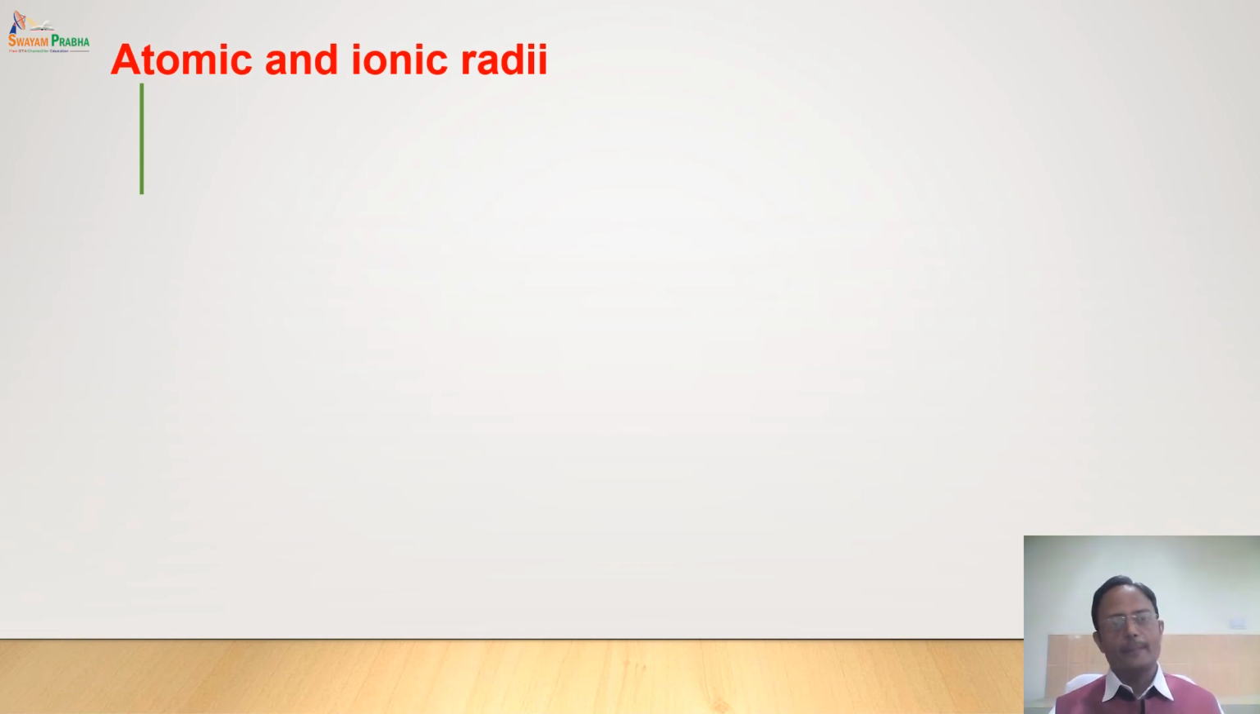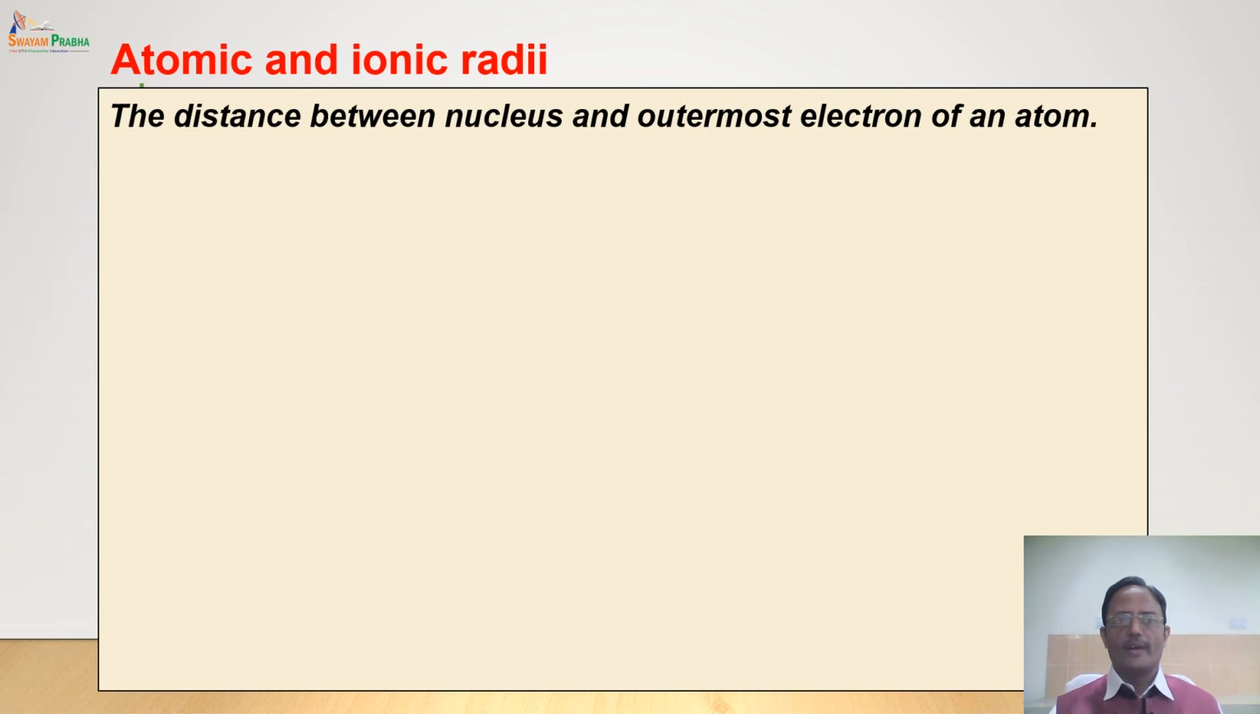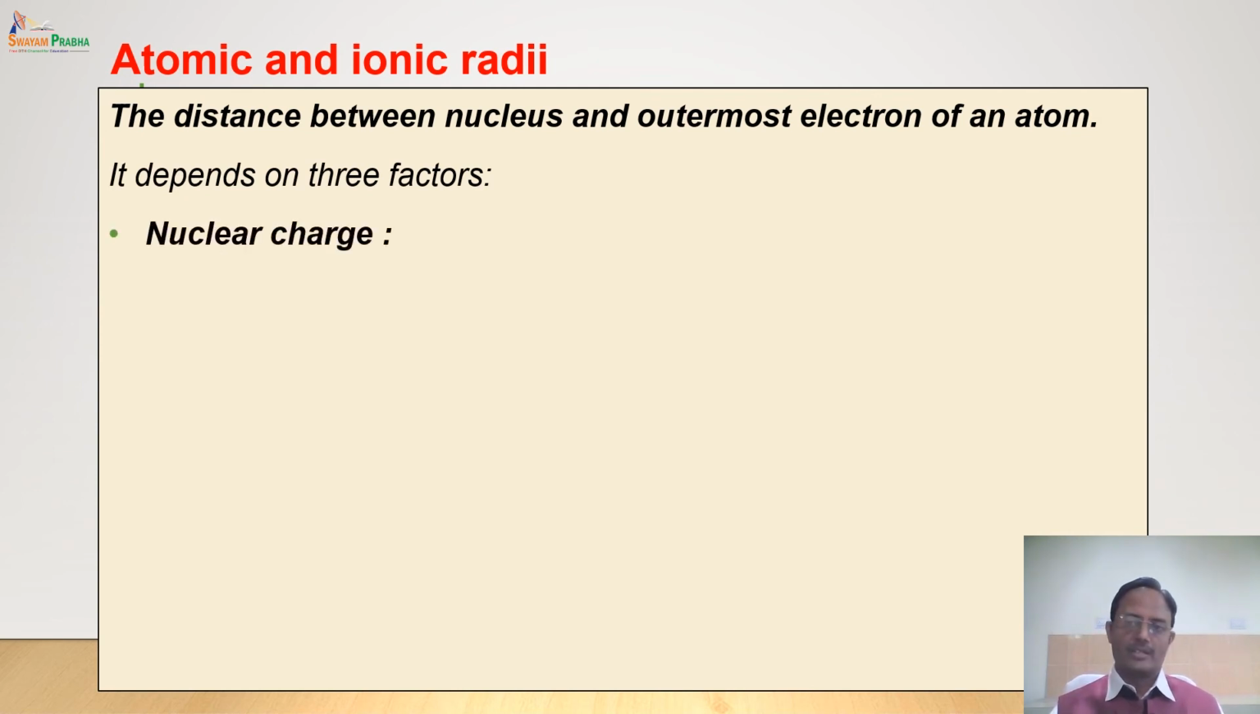Coming to the second property of the 3d series elements, that is atomic and ionic radii. How will you define an atomic radius? It is the distance between the nucleus and outermost electron. It depends on 3 factors. The first factor which governs the atomic radius is the nuclear charge.